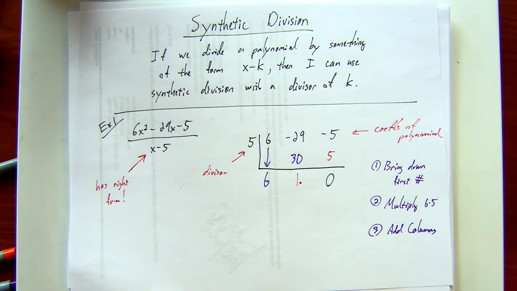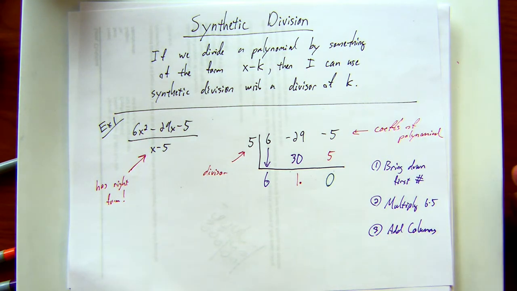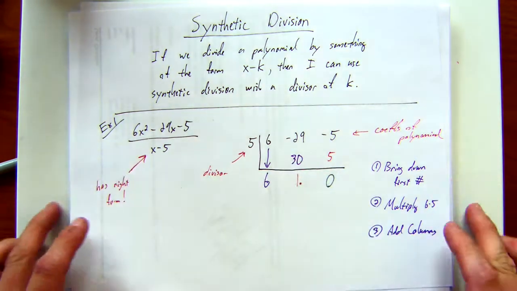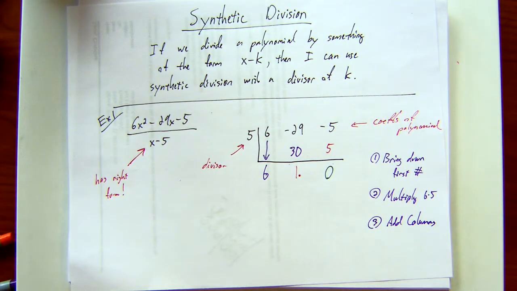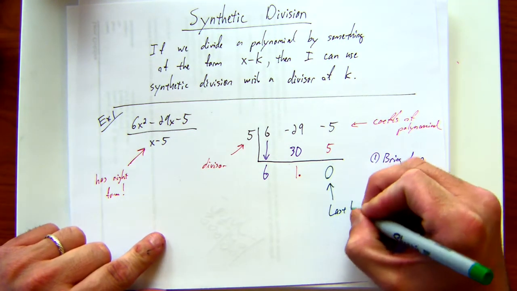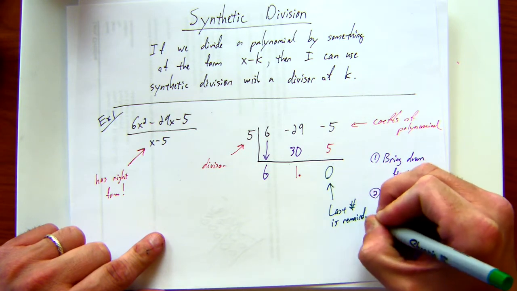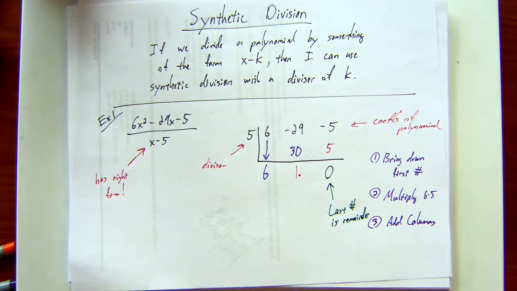Okay. Now what in the heck do all those numbers actually mean though, right? Because we want to translate this back to polynomials. So what do these numbers mean? First of all, this last number is your remainder. So what does it mean if I have a remainder of 0? What do you say? No remainder.